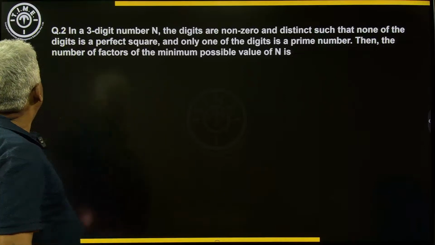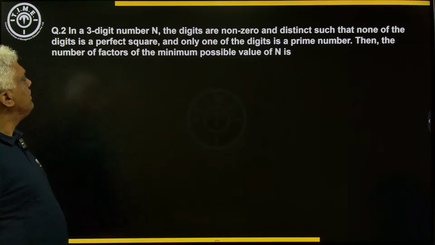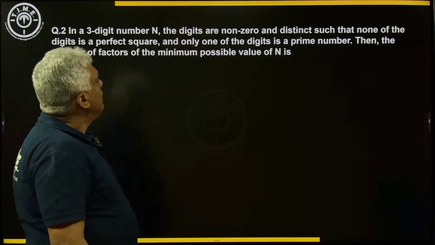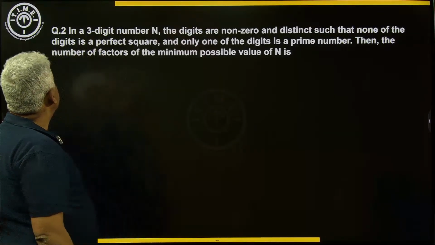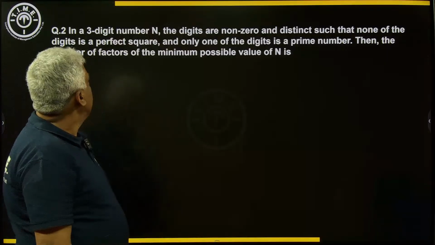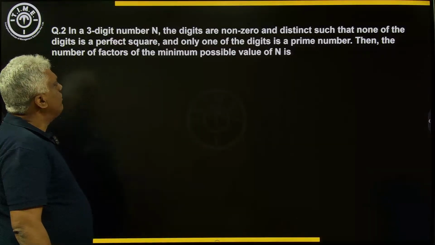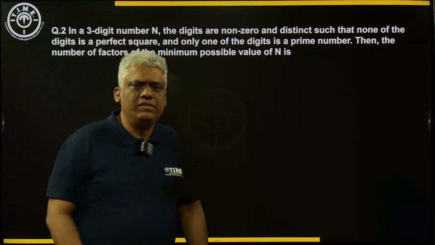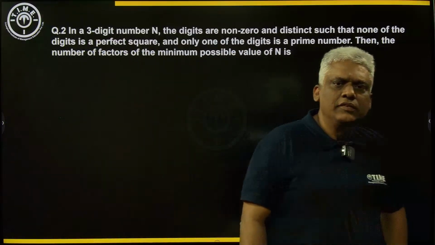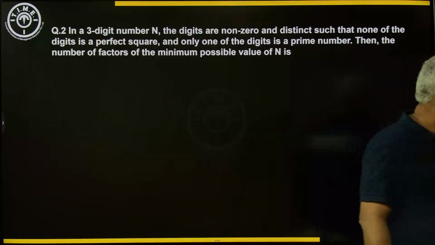So here the question is, in a 3-digit number n, the digits are non-zero and distinct, such that none of the digits is a perfect square and only one of the digits is a prime number. Then the number of factors of the minimum possible value of n is. Now take 1-2 minutes.